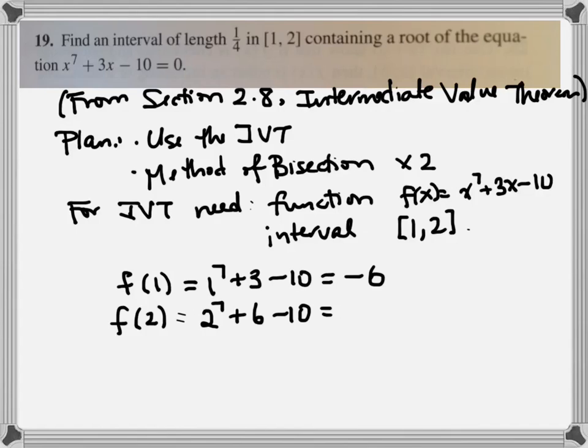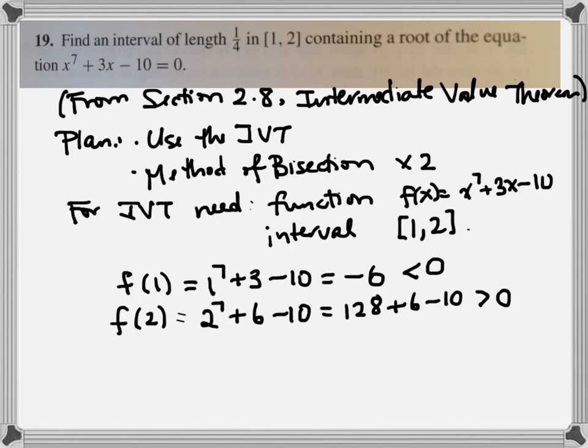Okay, and 2 to the 7th, well, let's see, 2 cubed is 8, so 2 to the 6th is 8 squared, which is 64, so I think 2 to the 7th is 128. Yeah, I could have gotten that wrong, but whatever 2 to the 7th is, we know it's quite large, and even without doing out the arithmetic here, I know that f of 2 is positive, right? Even if I was off by a factor of 2, that's pretty big. It's definitely going to dominate this minus 10. So f of 2 is positive, and f of 1 is negative.